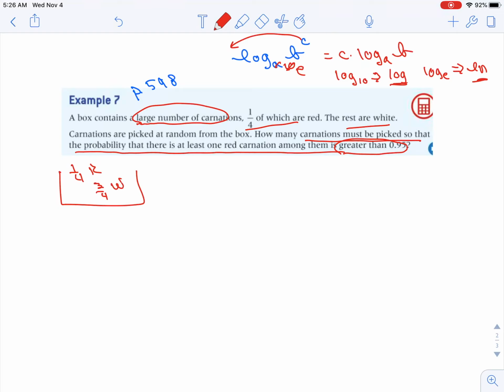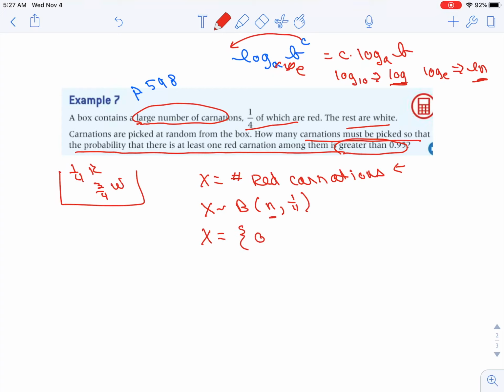So we can see that this is a binomial distribution if we let x equal the number of red carnations, because that's what we're going to be counting. And we can say that x follows a binomial distribution with n trials, because we don't know what n is. They're asking us how many we have to pick. And the probability of success, the probability of getting a red, is 1/4. I also want to point out the sample space for this one. We're going to pick out some specified number of carnations, and out of that number we might get 0 red ones, 1 red one, 2 red ones, and so forth.